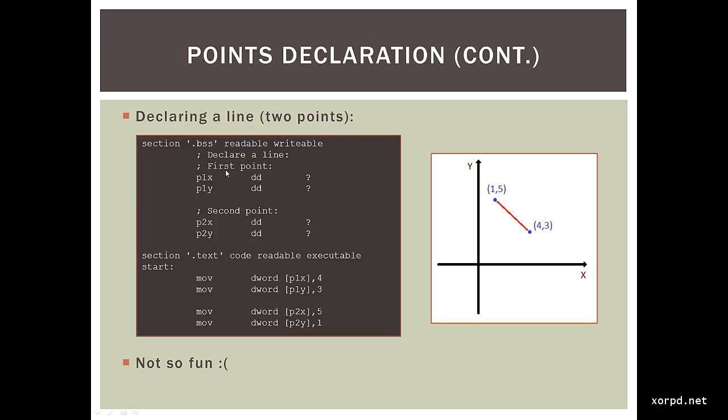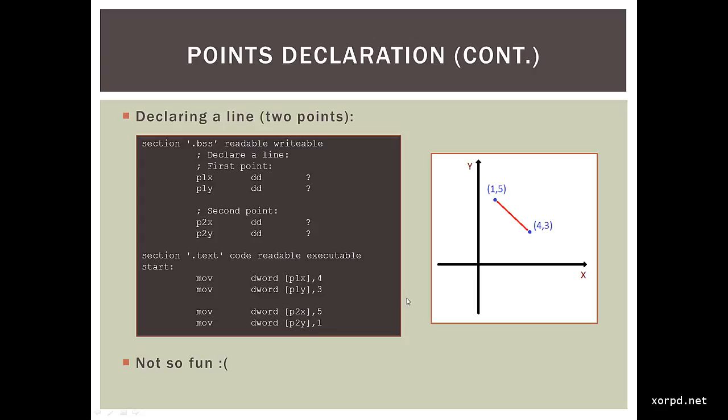We declare a first point, which we are going to call p1x and p1y, and both of these are going to be dwords. And this is the second point, declared mostly the same, but we just used a bit of a different label to make sure that we don't have the same labels. Now if we want to initialize the line, we have to do the following. We put 4 into the address of p1x, 3 into p1y, and so on. For the other point, we put 5 and 1 into p2x and p2y.